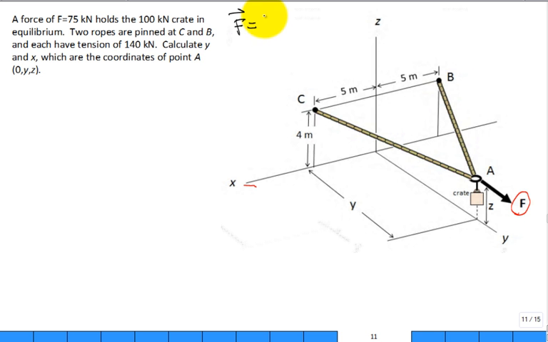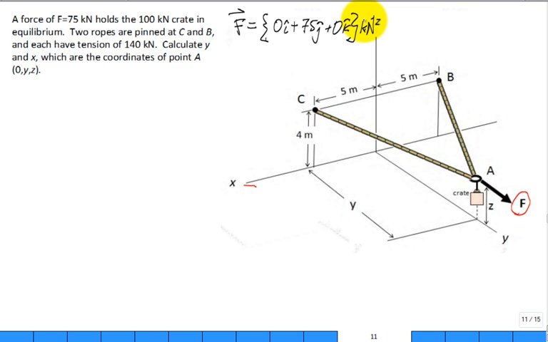It would be 0 in the i. It would be 75 in the j. It would be 0 in the k. And it's units of kilonewton. Does it look pretty good the way I've represented it? You like that notation? Good.